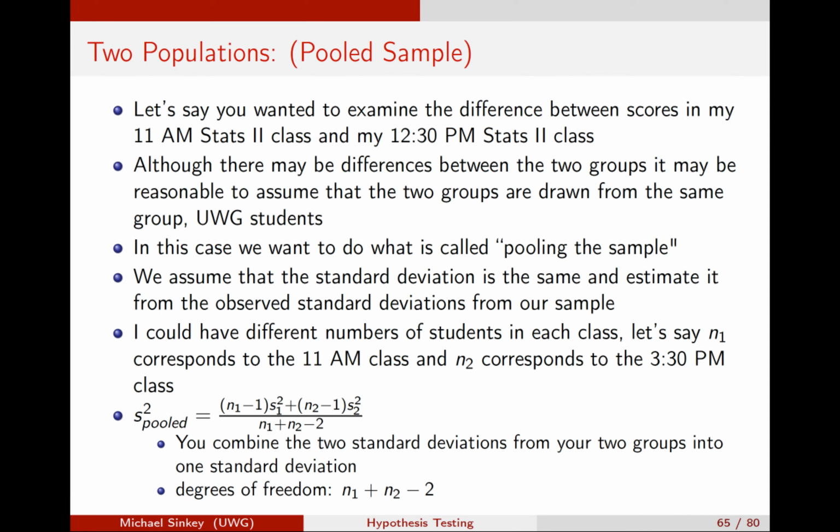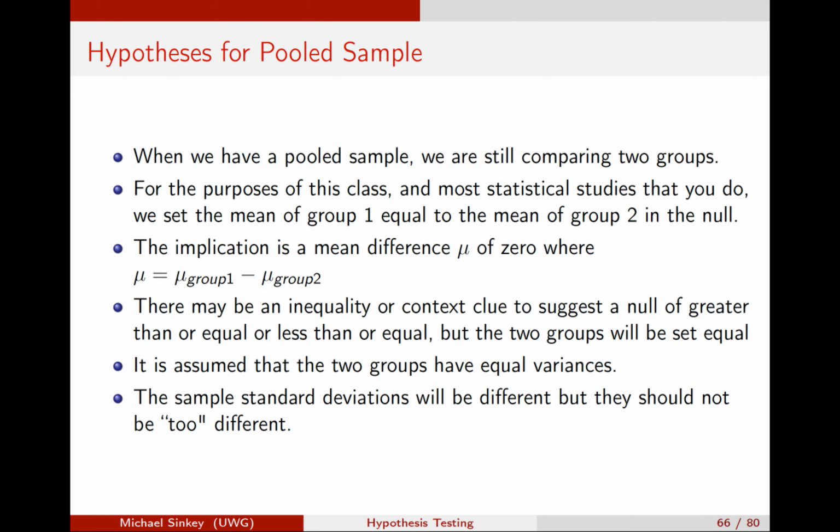So when I have these two groups that are plausibly similar and I've pooled the sample, I'm testing to see whether the mean difference is 0. So the mean of the 11 o'clock is the same as the mean of the 12:30. And so when we have a pooled sample, we're still comparing two groups. We set the mean of group 1 equal to the mean of group 2 in the null. So the implication is that the difference is 0.